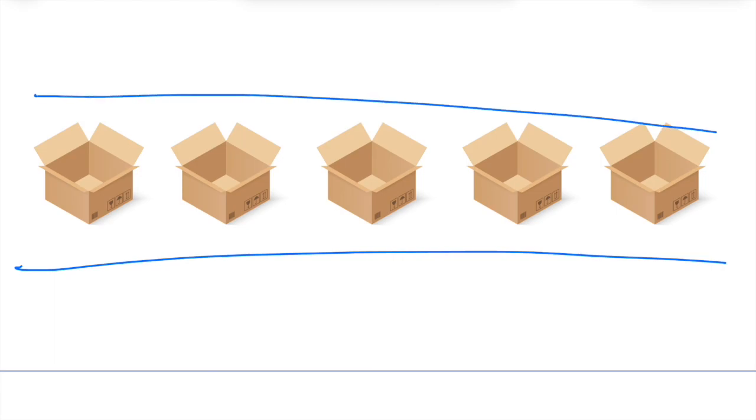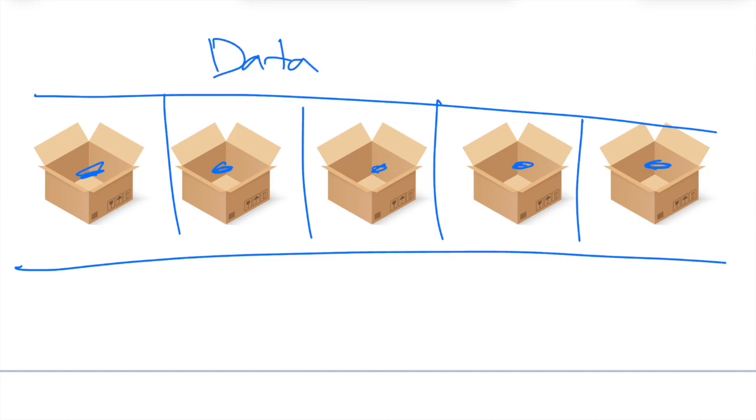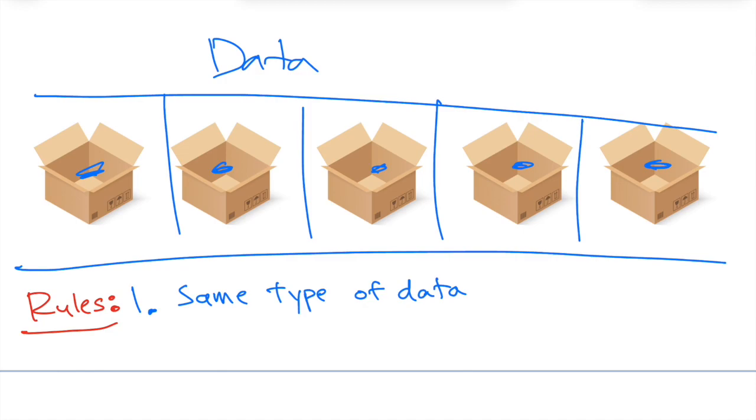For example, you can see I have 5 packing boxes here, and we could store things inside these boxes. This is very similar to what an array looks like inside a programming language. We could store things inside each of these boxes, and what we store is going to be some kind of data, right? Arrays have a few rules that we need to follow.